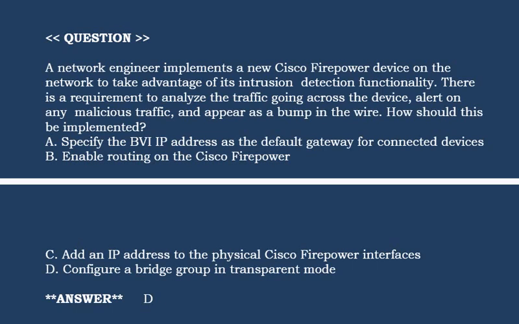Option A. Specify the BVI IP address as the default gateway for connected devices. Option B. Enable routing on the Cisco Firepower. Option C. Add an IP address to the physical Cisco Firepower interfaces. Option D. Configure a bridge group in transparent mode. Correct answer is option D.